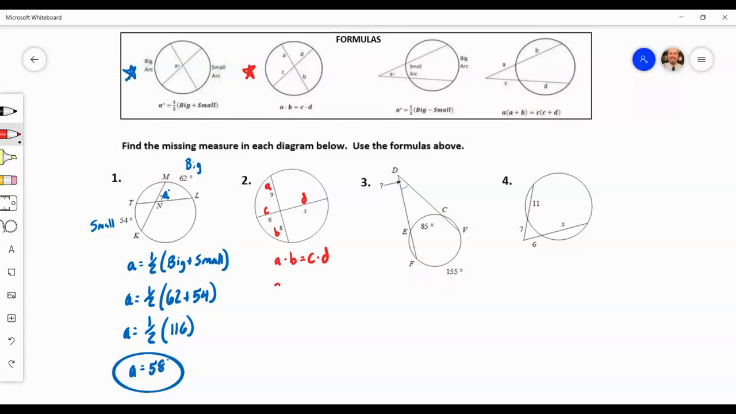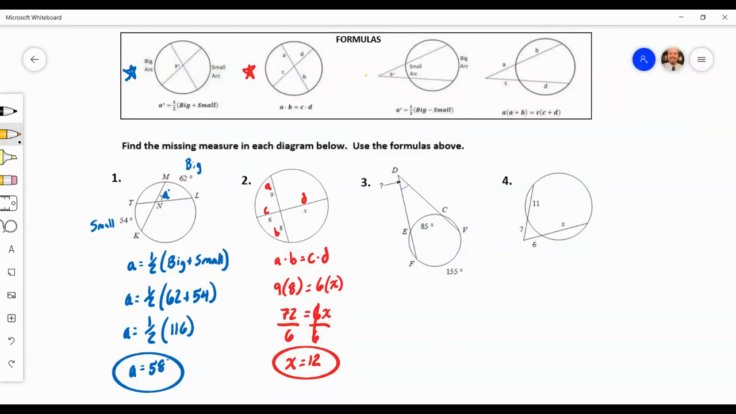So A times B will be 9 times 8, and C times D will be 6 times X. 9 times 8 is 72, and 6 times X is 6X. We'll divide both sides by 6, and we'll get that X is equal to 12.